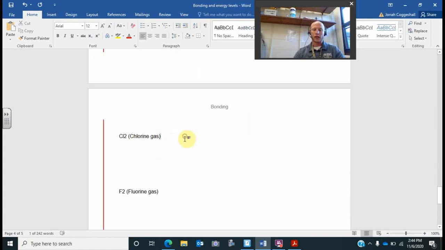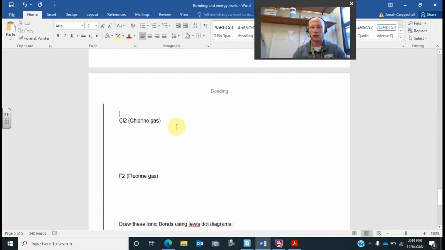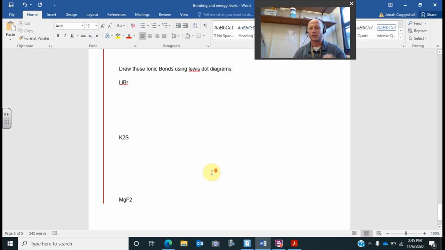But then this is chlorine gas. This is just chlorine bonding to another chlorine. It's not chlorine iodide. This is fluorine gas. And here are our ionic bonds. Remember, these covalent ones show the chemical bonds with the line. For the ionic bonds, you're going to have brackets, and the positive and negative signs.